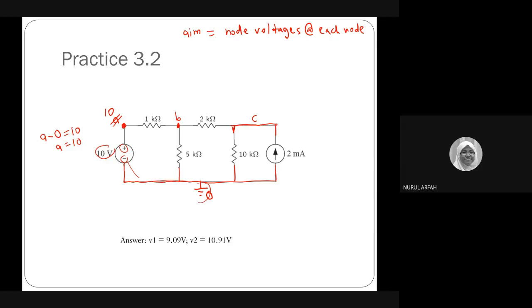If you do not know, what should you do? You just name that node. So you can name it B, still okay, or VB, no problem. All right. What about C?